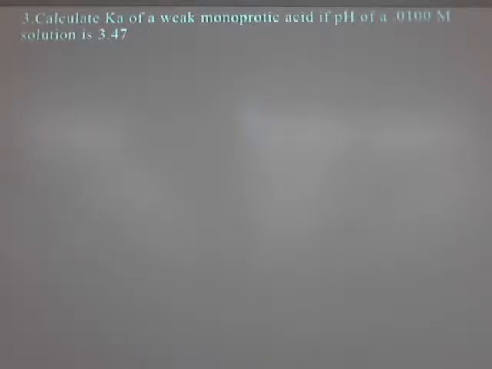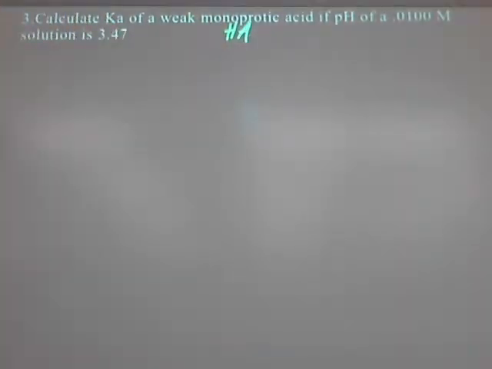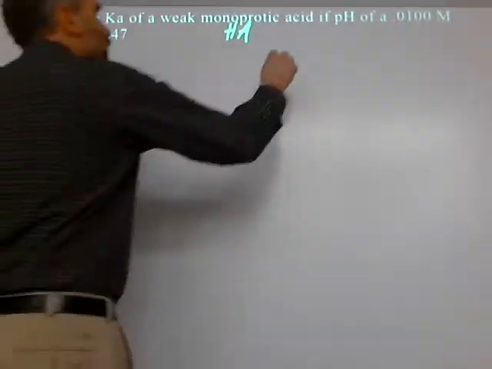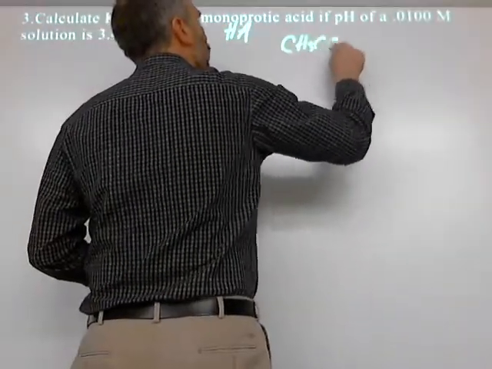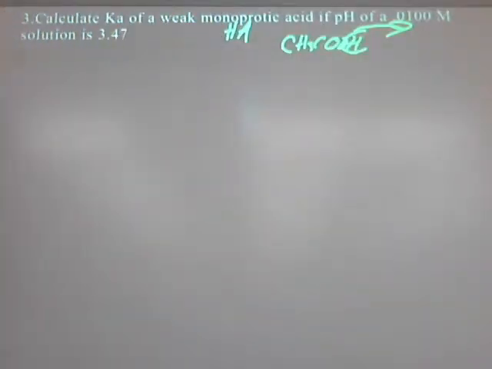Weak monoprotic acid, we're going to abbreviate as HA most of the time, with the exception of acetic acid, which I told you have to know. All right, acetic acid will be written out in the test CH3COOH. It's this H that ionizes and breaks off. All right, so I'm going to use HA for monoprotic acid.